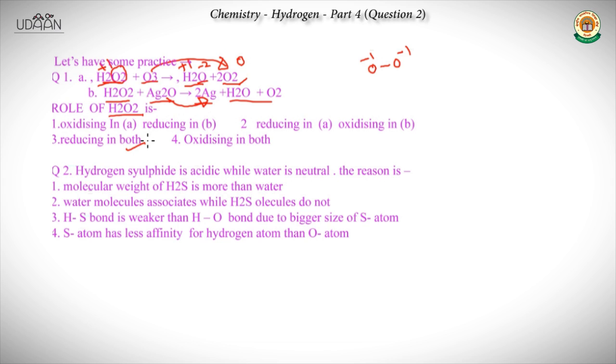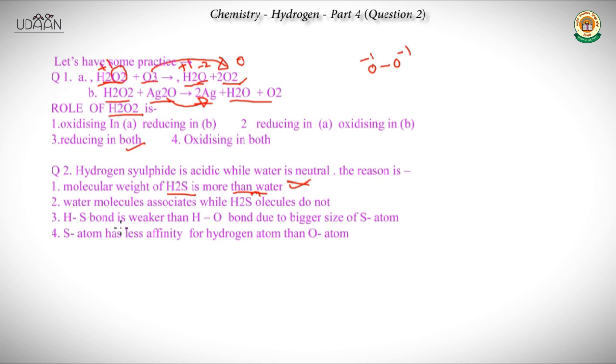Yeah, in this question, the first one is molecular weight of H2S is more than water. This is true, but molecular weight has nothing to do with the acidity, so we cannot conclude anything from this. The second one is water molecules associate while H2S molecules do not. Okay, but this also has nothing to do with the acidity.